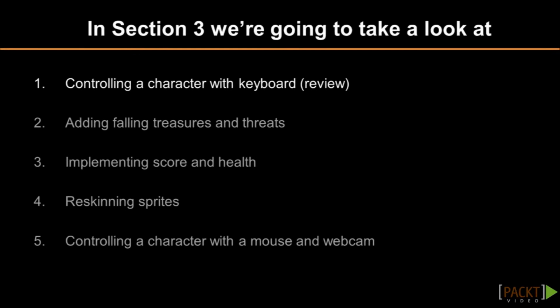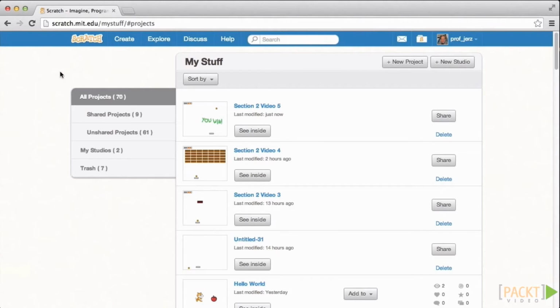After we control the character, we'll add falling treasures and threats. We'll work on score and health. We'll reskin the sprites in order to get some more visual variety, and then we'll experiment with controlling the cat not with the keyboard but with a mouse and even with a webcam. I'm already signed in to the scratch.mit.edu website, and I will create a new project.